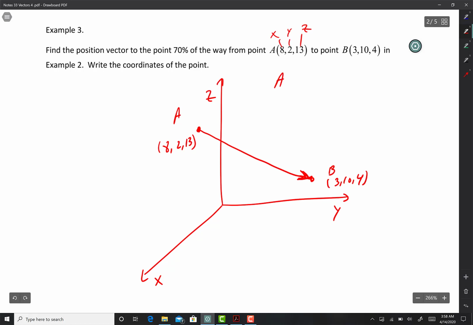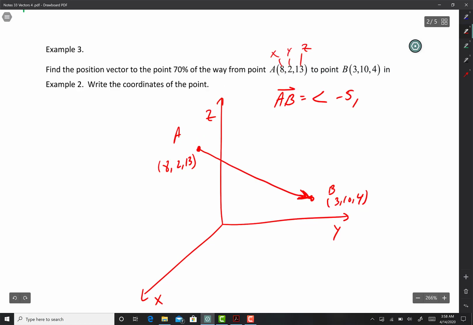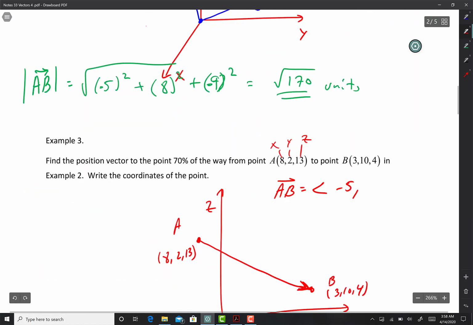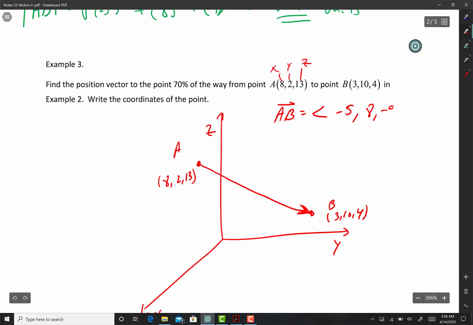And we said vector AB was, let's see, what did we say? -5, 8, -9. All right. And then I want 70% of that vector. So the distance from here to here is 100%, so 70% is somewhere right there. I'm going to call that point P, and vector P is this one right there, little p with a vector on it.